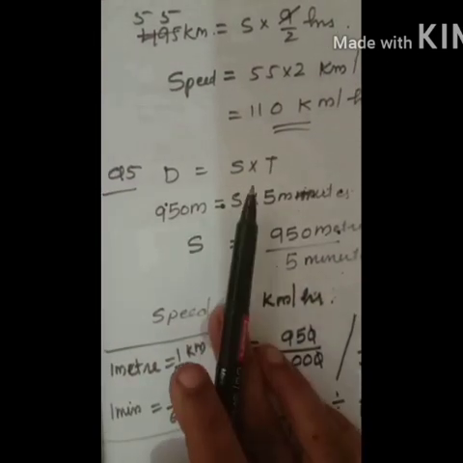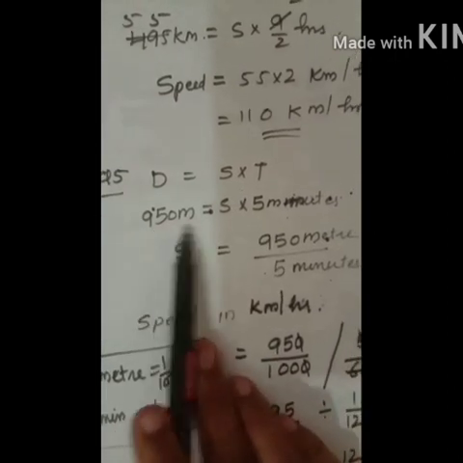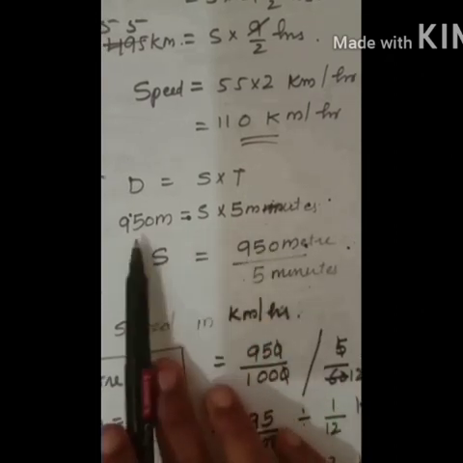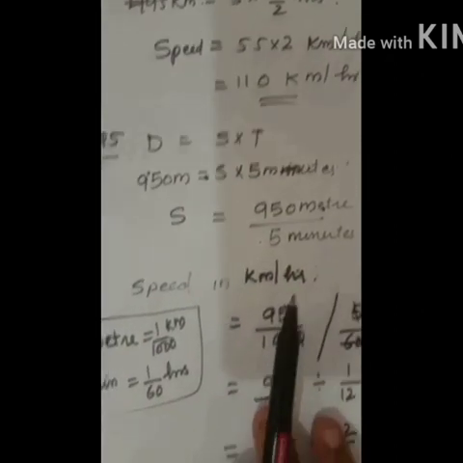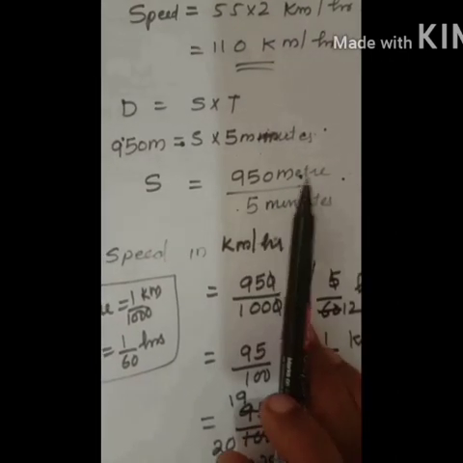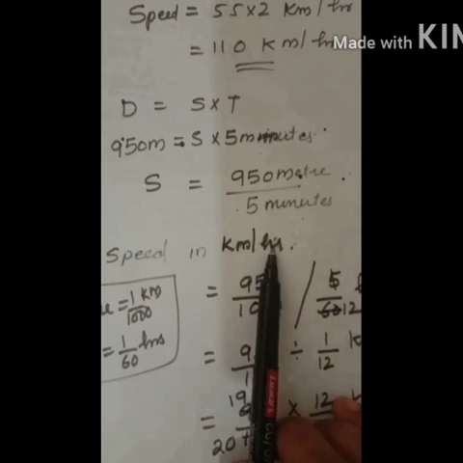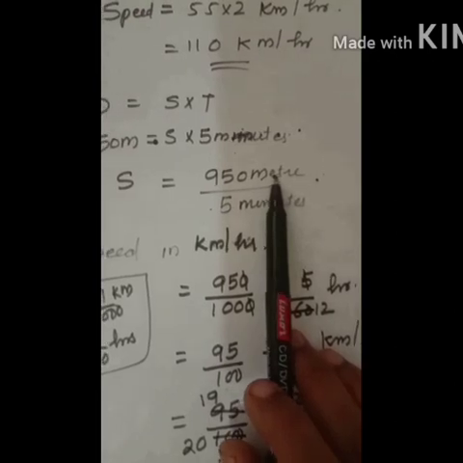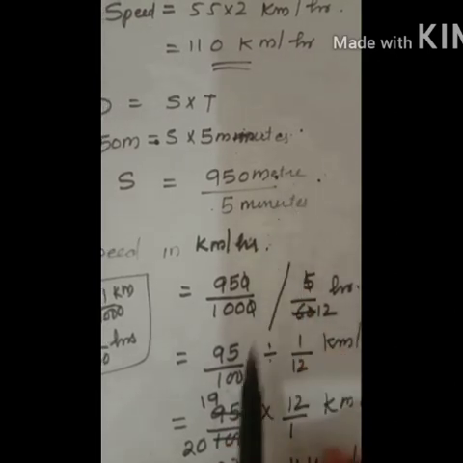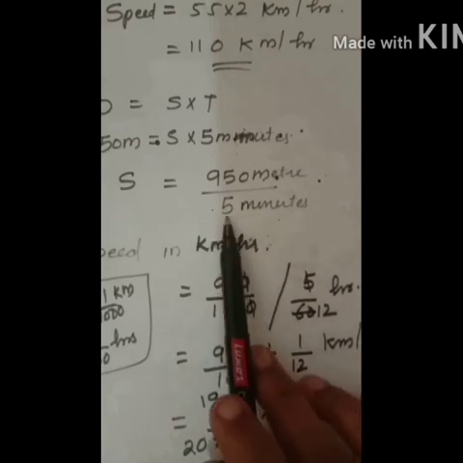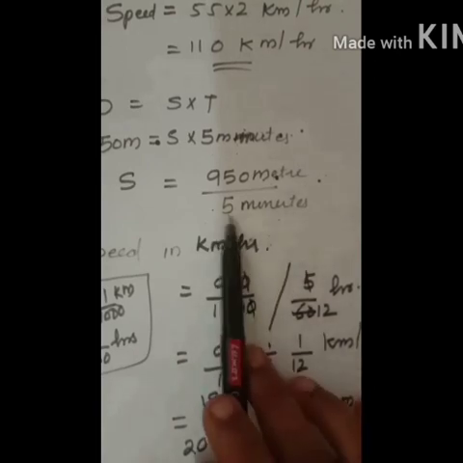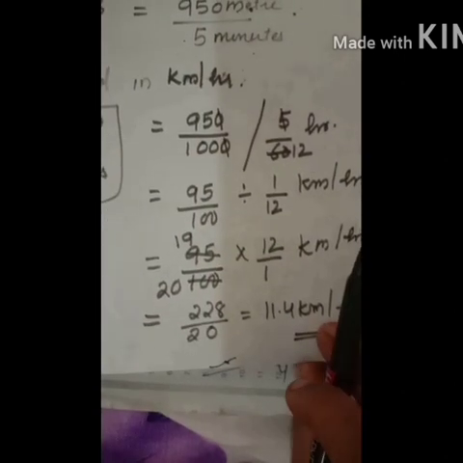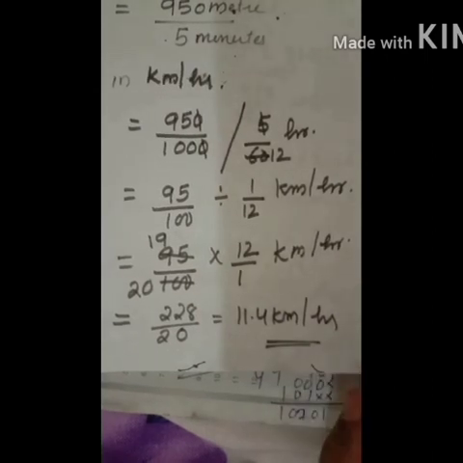Next question number 5. Distance equal to speed into time. 950 meter. Time 5 minutes. Speed equal to distance divided by time. You have to express this meter per minute in kilometer per hour. Meter you convert to kilometer and minutes you convert to hour. Meter you know, 1 meter is 1 by 1000 kilometer. You have to divide by 1000. 5 minutes you want in hour. You have to divide by 60. Take a reciprocal. Multiply, you will get 11.4 kilometer per hour.